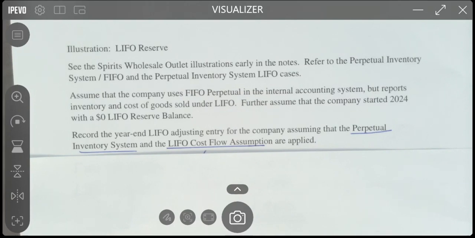Record the year-end LIFO adjusting entry for the company, assuming that the perpetual inventory system and the LIFO cost flow assumption are applied. So again, let's pause the video and go do that work. Keep in mind what you're doing is you're saying, okay, what was FIFO inventory, FIFO perpetual? What was LIFO perpetual? The difference between those is the LIFO reserve, and then record the adjusting journal entry.